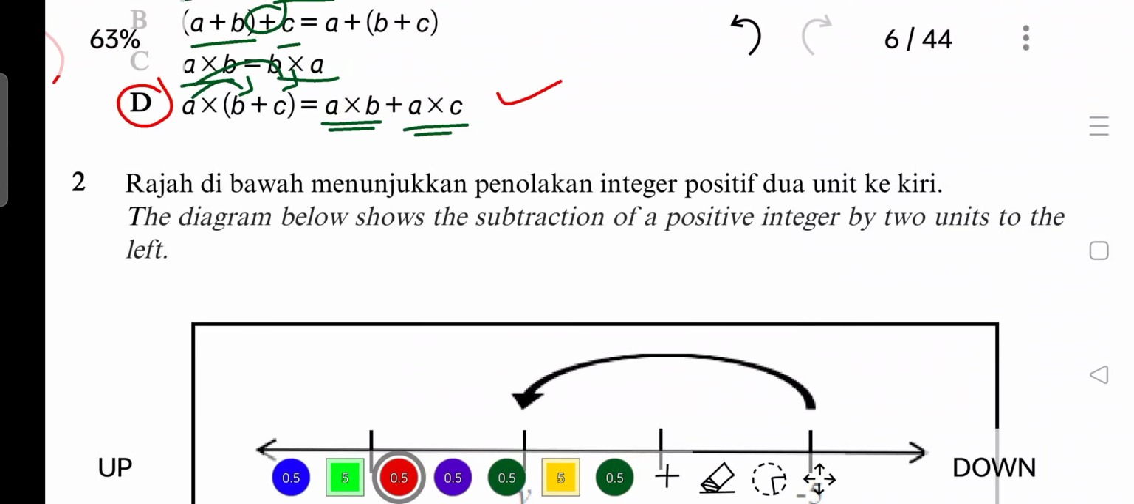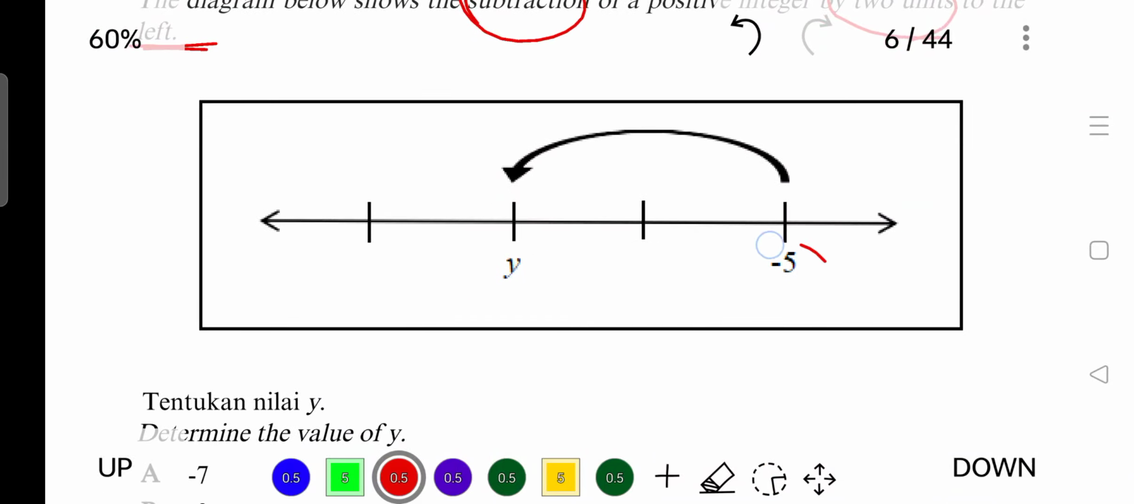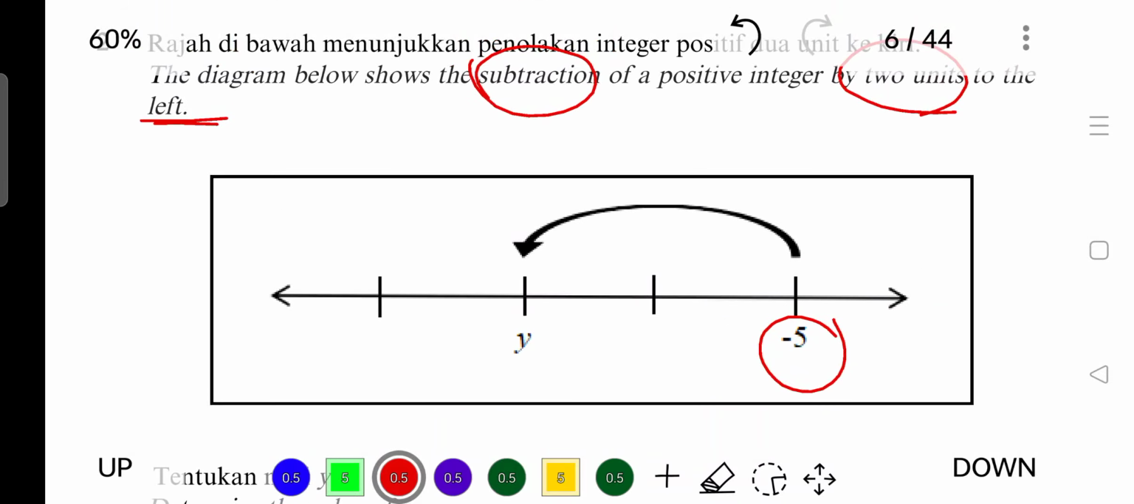Question number 2. The diagram below shows the subtraction of a positive number by 2 units to the left. What is the keyword here? Subtraction of a positive number by 2 units to the left. Alright, we have a negative number. We are going to subtract 2 units. Okay, we are going to take this number and subtract 2 units. Subtract means tolak, right? 2 units, and we will get the answer y.